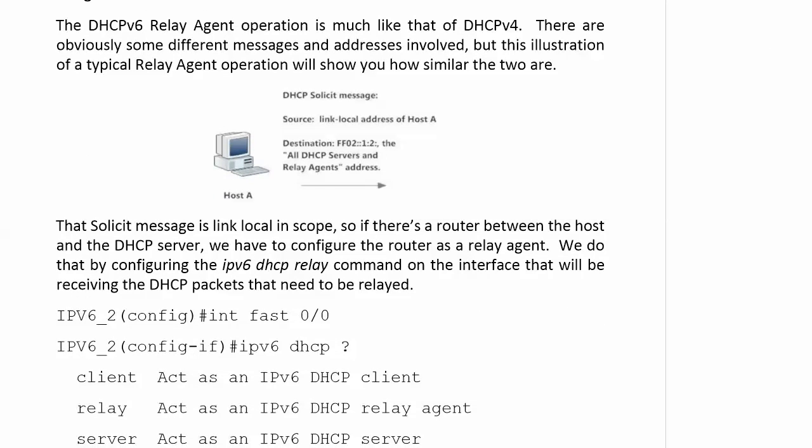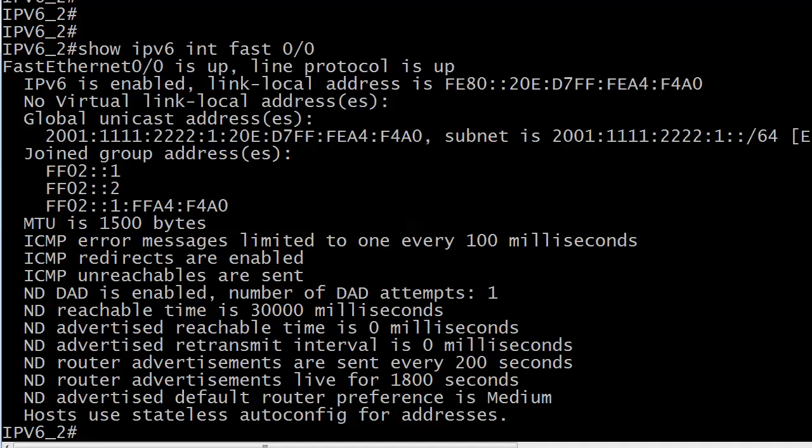This solicit message is link local in scope. So if there's a router between the host and the DHCP server, we know that by default the server has no chance to get it because the router is not going to forward a link local message. So we have to configure the router as a relay agent for DHCP. We do that with the IPv6 DHCP relay command on the interface that will be receiving the packets that need to be relayed. Now we have some options here with DHCP client, relay, and server, but in this course we're only going to concentrate on the relay agent config. And the relay agent config is pretty straightforward, I hope.